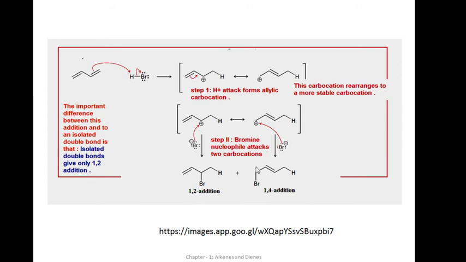This one, see, you can label it from here. This double bond is in the center. Hence, you have to label such that the substituent gets the least number. So it is 1-bromobut-2-ene.